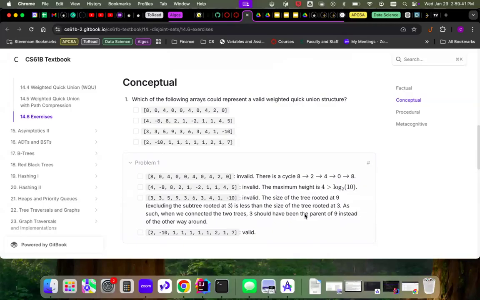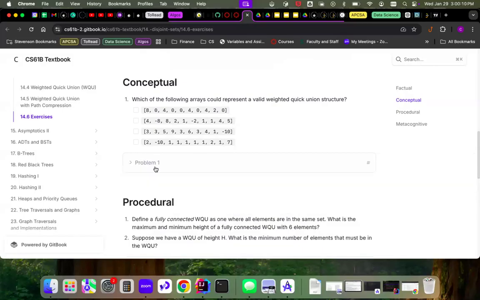Let's look at that and see on the first one. Oh, we didn't go with the first one anyway. Okay, second one, invalid. Maximum height 4 is greater than log 10. So we weren't paying attention. You'd have to actually draw these out. Invalid, size of the tree rooted at 9. And that last one is the only valid one. Because again, it's -1 because it's its own root, so it counts as having one thing in there. When you start, everything has one thing in there.